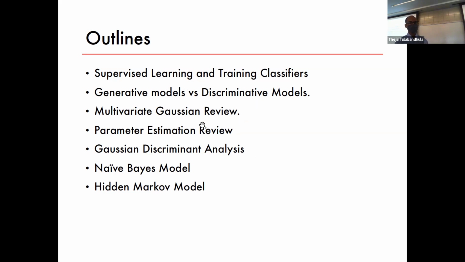Some of them are reviews actually, but something like Gaussian discriminant analysis, naive Bayes and hidden Markov models, they are just models. In fact, the last one is related to time series, but they're models which are generative in nature. Before getting into generative models, let's talk about a quick recap on the models that we've seen so far, which all are discriminative.